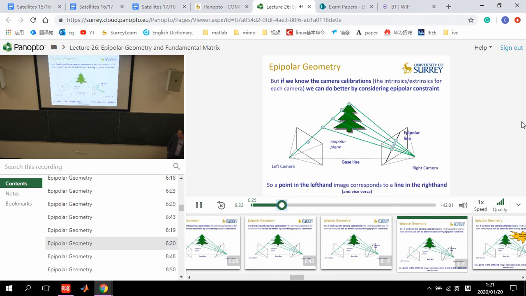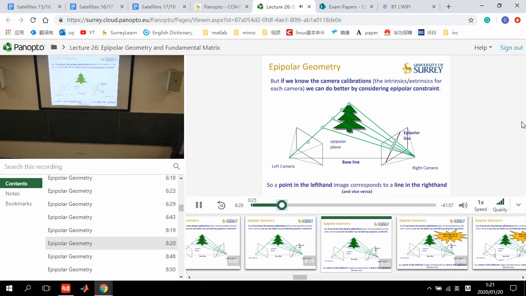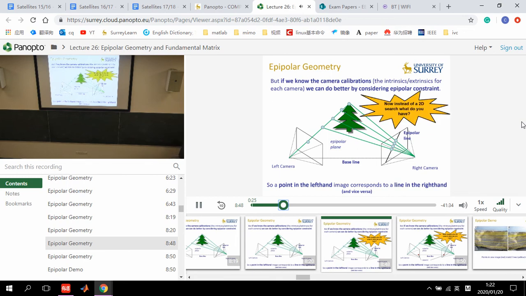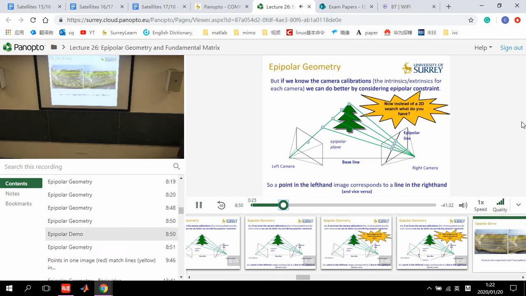So a point in the left-hand image corresponds to a line, the epipolar line, in the right-hand image, and vice versa. And that is what we call the epipolar constraint. If I view a point from one point of view, I know that the possible locations to match that point in the right-hand view is actually a one-dimensional search along a line, not a two-dimensional search around all possible locations in that image. It's a one-dimensional search.